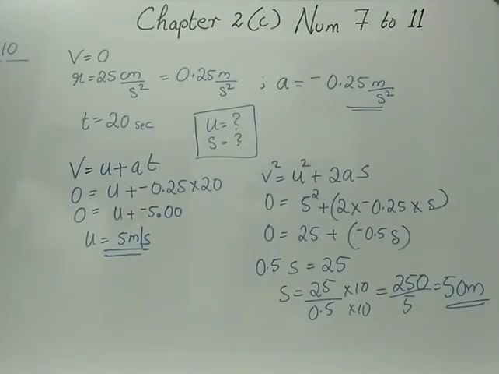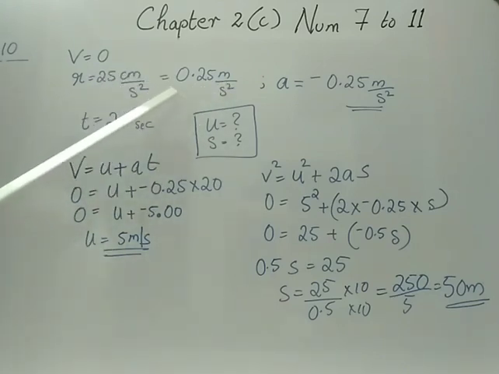Next, question number 10. When brakes are applied to a bus, so brakes applied, all of a sudden we can write final velocity v is equal to 0. When brakes are applied to a bus, the retardation produced is 25 centimeter per second square. Here this centimeter per second square is not the SI unit. So we have to convert centimeter to meter. How will you convert? Divide by 100. Converting centimeter to meter, we just divide the value by 100. So you get 0.25 meter per second square.